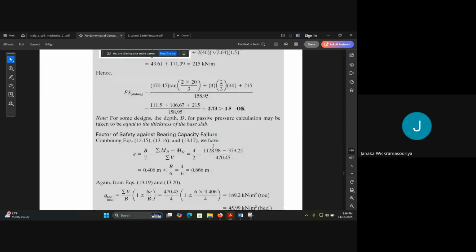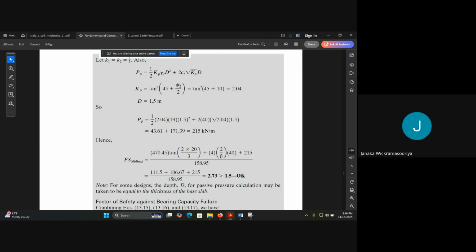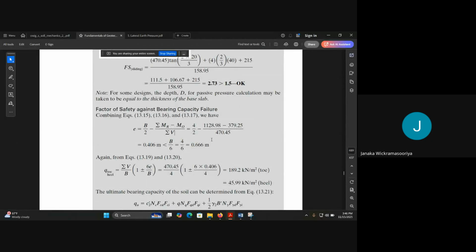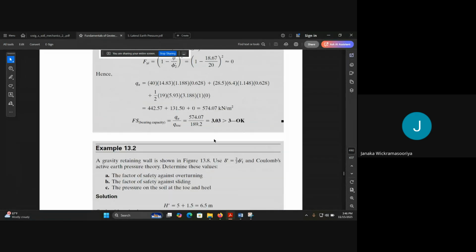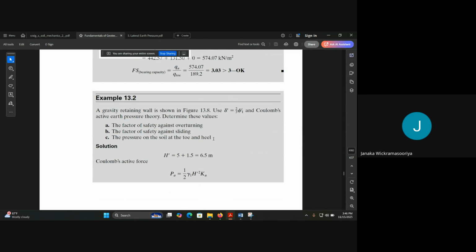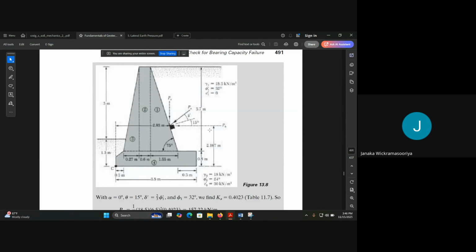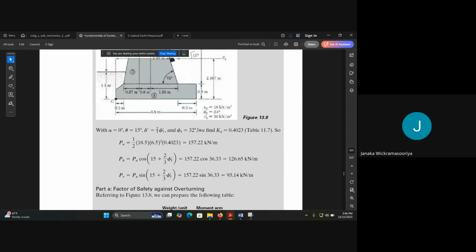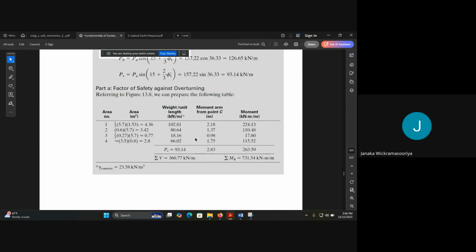So that is how we can find the factor of safety against sliding and overturning. The time will not be enough to discuss the bearing capacity failure, so we will be discussing it next day. You can use those theories to determine the factor of safety against overturning in this one. These examples, you can try them, right? The same method.